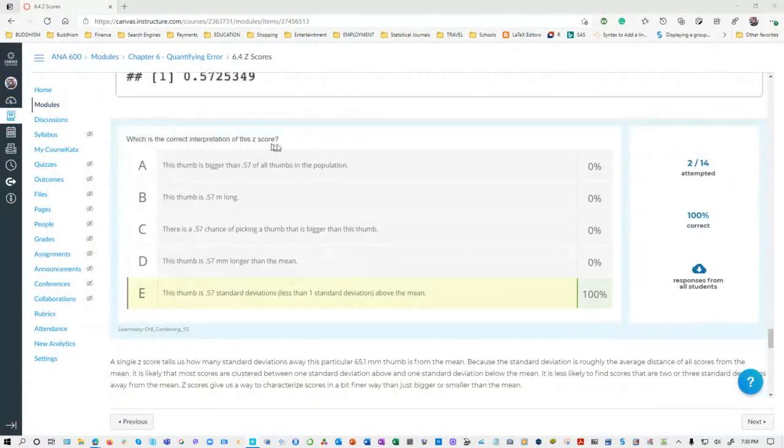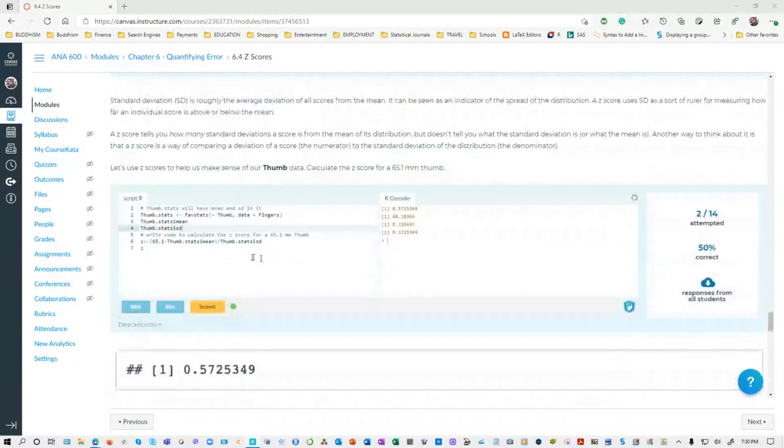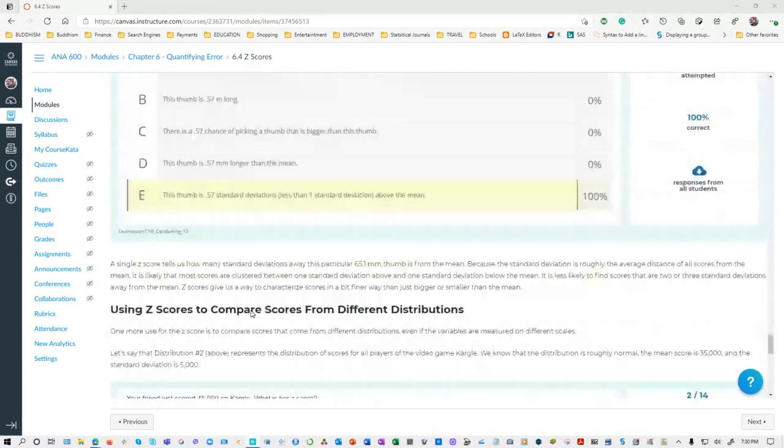Okay, which is the correct interpretation of the Z-score? This thumb is 0.57 standard deviation above the mean. That many standard deviations, thumb length is this many standard deviations above the mean. It has been given in terms of standard deviation. That's what we call the Z-score.